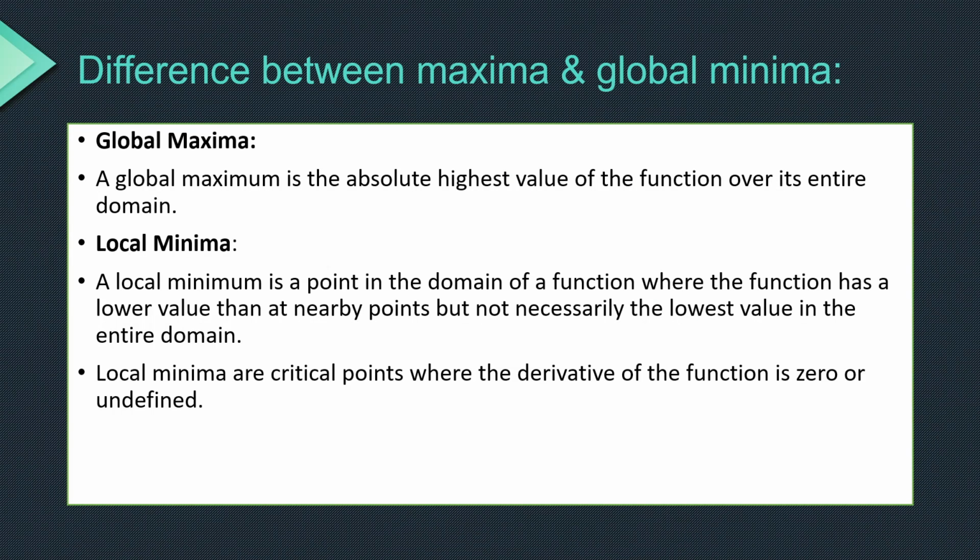Difference between maxima and global minima. Global maxima means it is the absolute highest value of the function over its entire domain. And global minima means it is the lowest value in the entire domain. And local minima are the critical points where the derivative of the function is 0 or undefined.